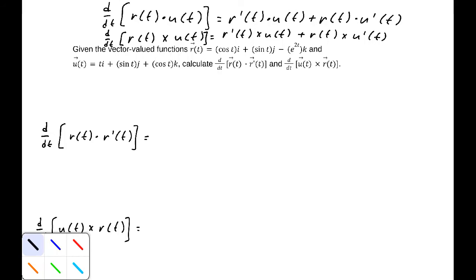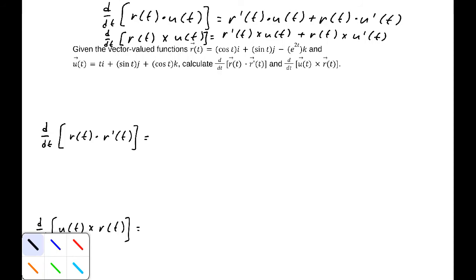To begin, we need to find several derivatives of these functions because of the product rule for the dot product and the cross product. The derivative with respect to t of r of t dotted with u of t equals r prime of t dotted with u of t plus r of t dotted with u prime of t. And for the cross product, the derivative with respect to t of r of t crossed with u of t equals r prime of t crossed with u of t plus r of t crossed with u prime of t.